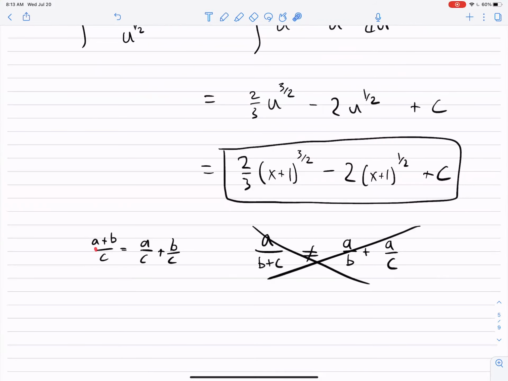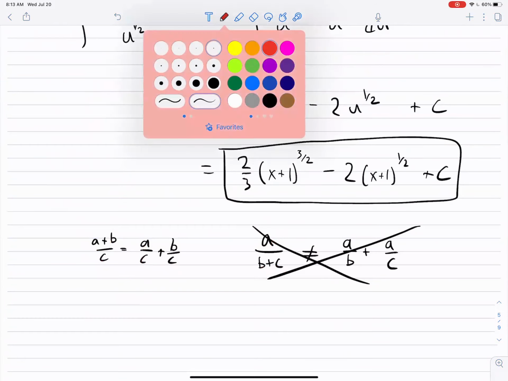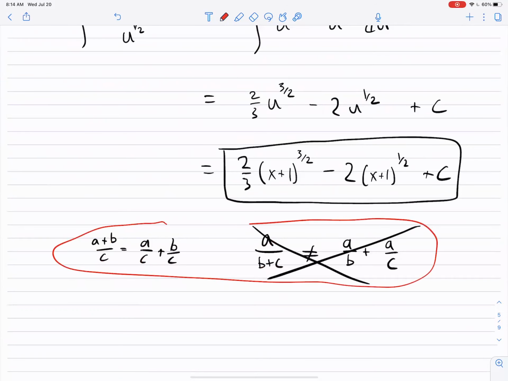All right. And this is the reason. (a plus b) over c is a over c plus b over c, but a over (b plus c) is not a over b plus a over c. So this is the algebraic motivation on why we want to put the fraction on top.